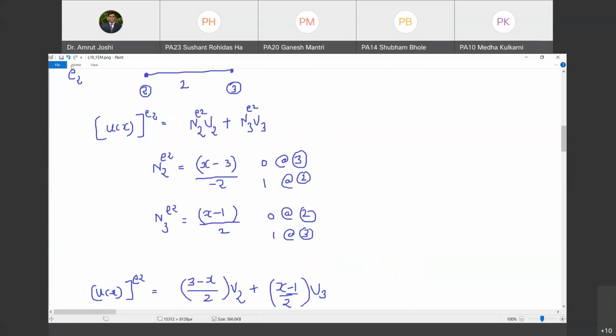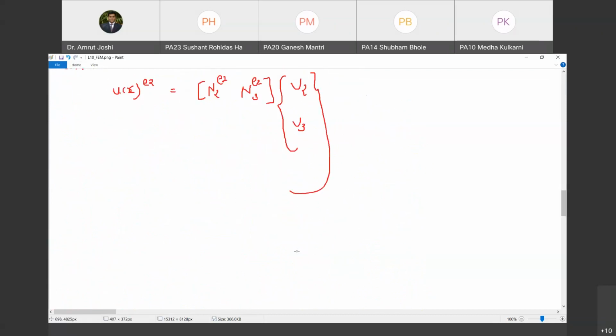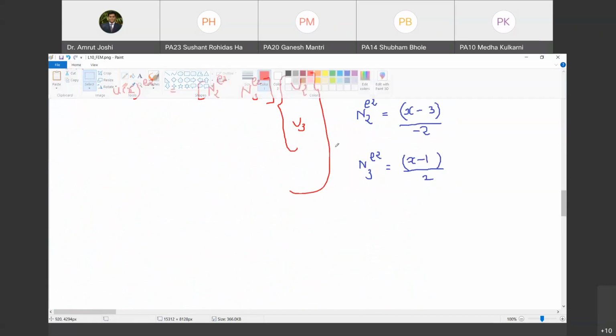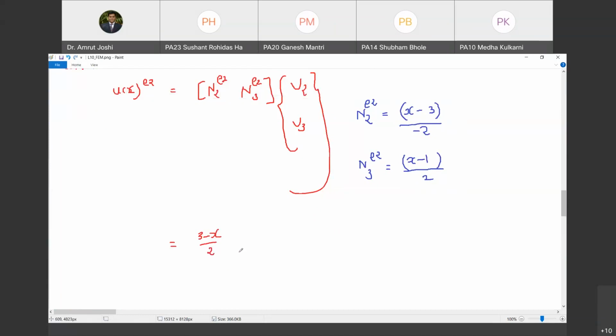So what is the value of n2 and n3? We will borrow these values here. n2 turns out to be (3 minus x) by 2, and n3 turns out to be (x minus 1) by 2, times u2 and u3.